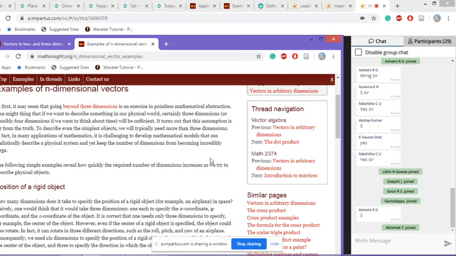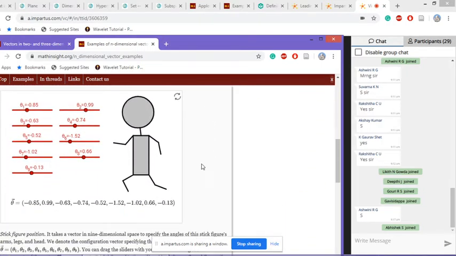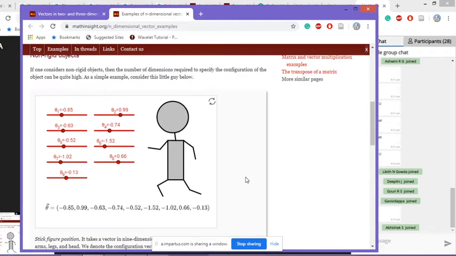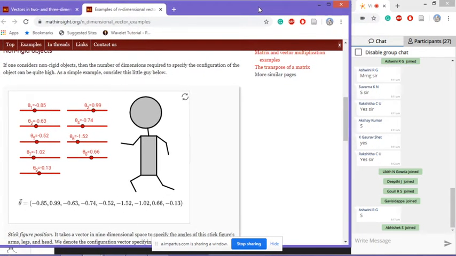Now let us see one example of this. This is a diagram where we are showing the movement of a body. So here, how many vectors are there? We talked about three-dimensional vectors. Now this is an example of how many vectors? Can anybody tell me?